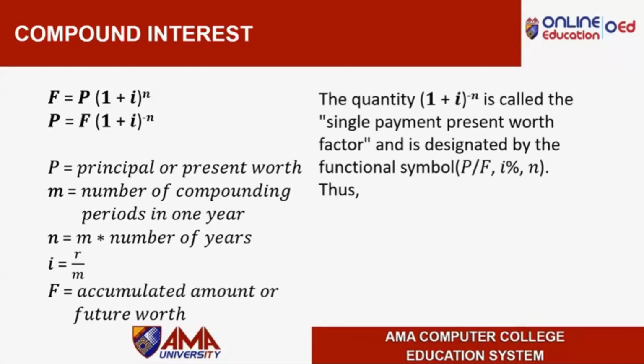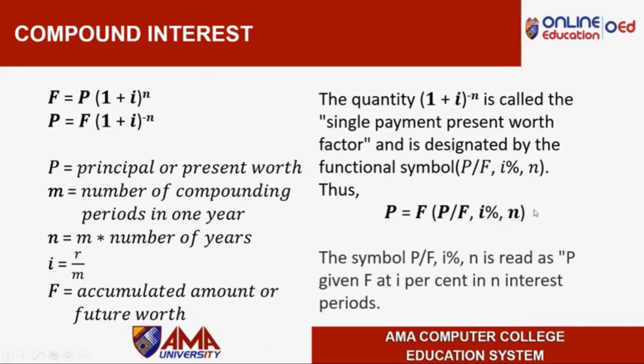The quantity (1 plus i) raised to negative N is called the single payment present worth factor, and it is designated by the functional symbol (P/F, i%, N). Thus, this is the formula now: P equals F multiplied by (P/F, i%, N). The symbol (P/F, i%, N) is read as P given F at i% in N interest periods.